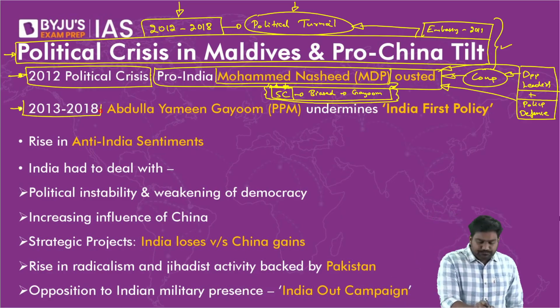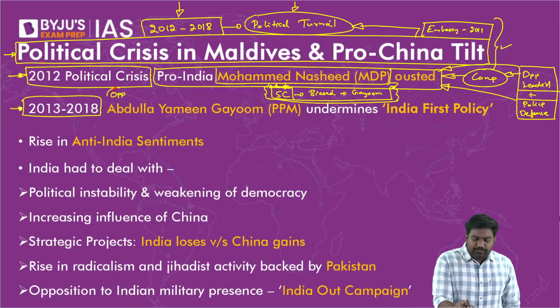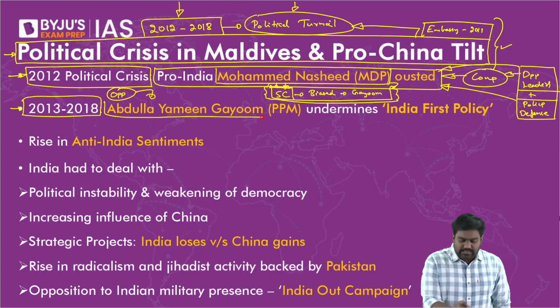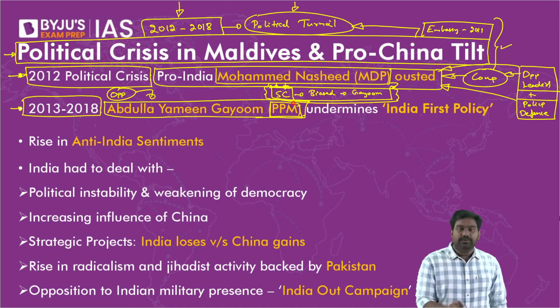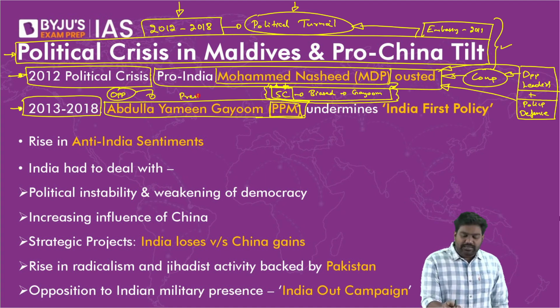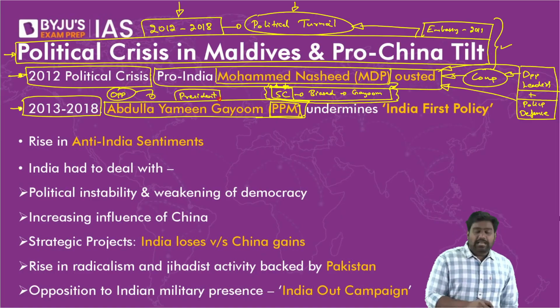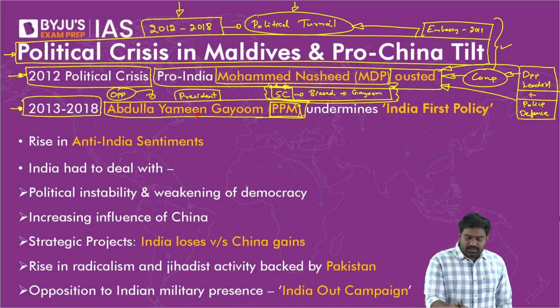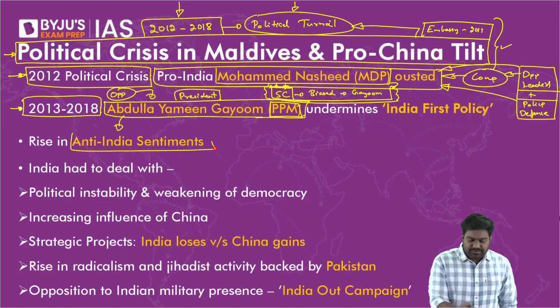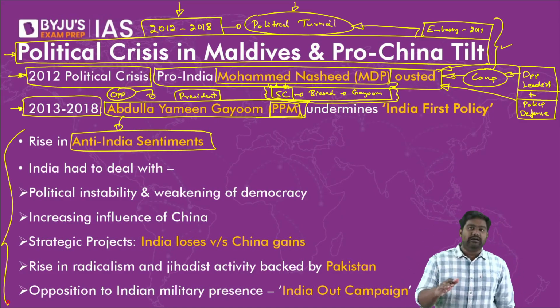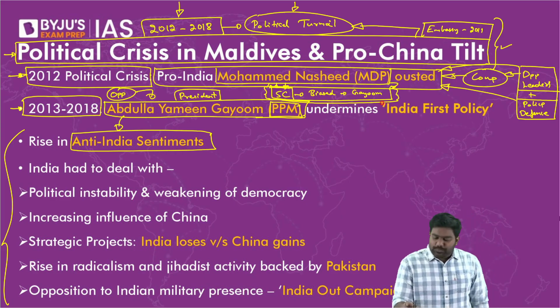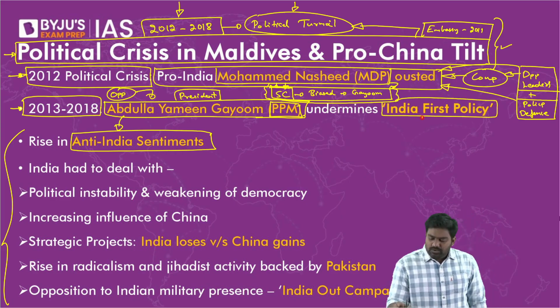Following this, the opposition parties led by Abdullah Yamin Gayoom from the Progressive Party of Maldives became the president in 2013, and right from the beginning, he was against Indian interests. He clearly displayed a pro-China inclination, and he suspended the India First policy, which was always followed by MDP and even by Maumoon Gayoom.